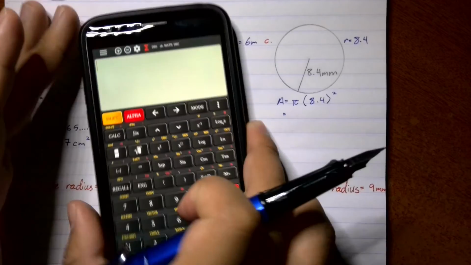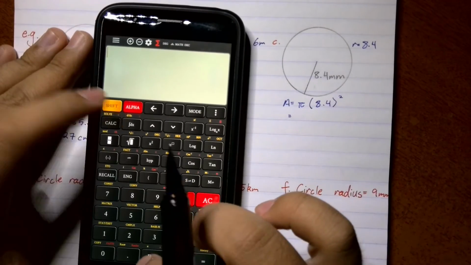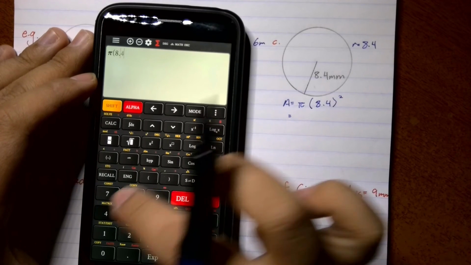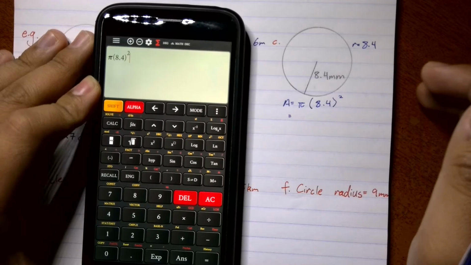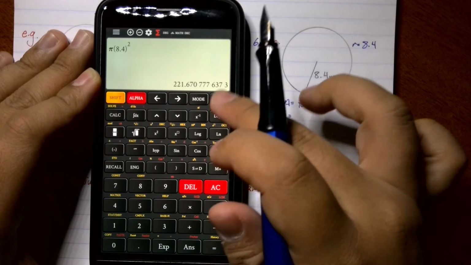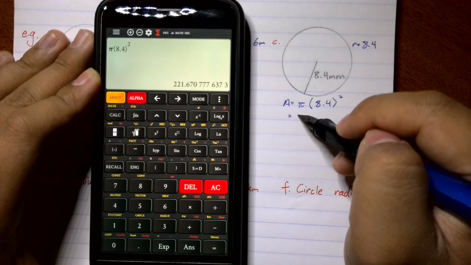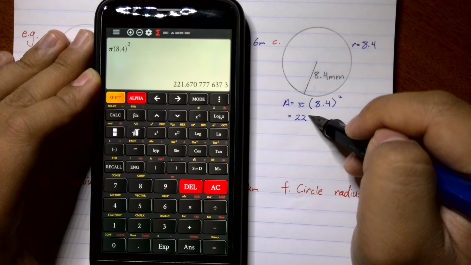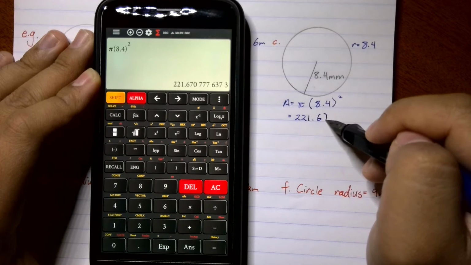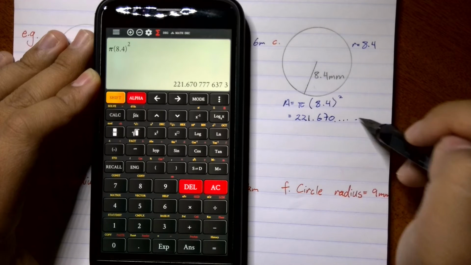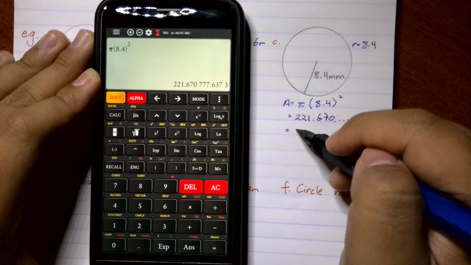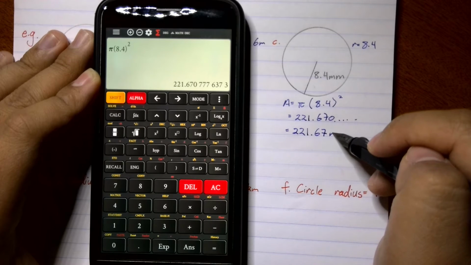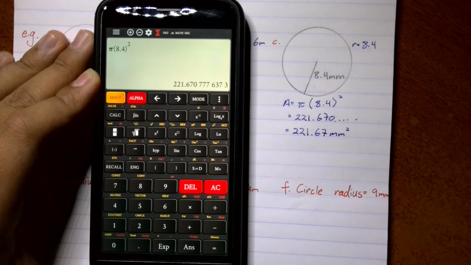You can just input this straight into your calculator: pi, bracket 8.4 squared. When you press equals, it'll give you the value straight away. So we'll just skip straight to the end. 221.670. Let's round that off to 2 decimal places. Millimeters squared.